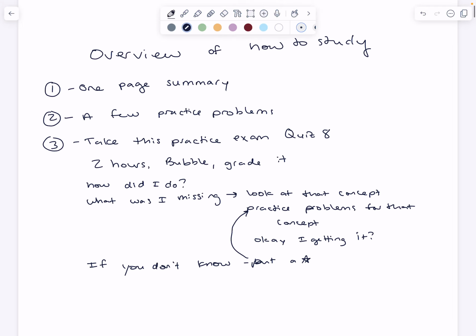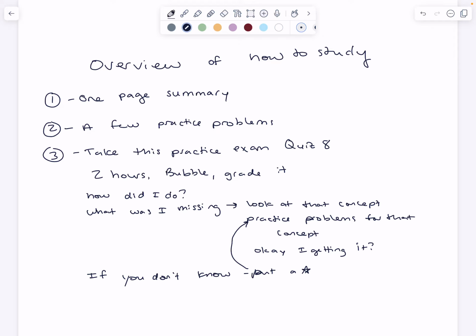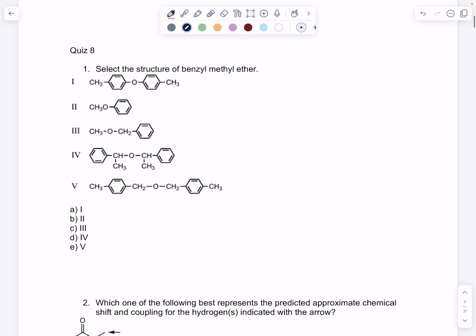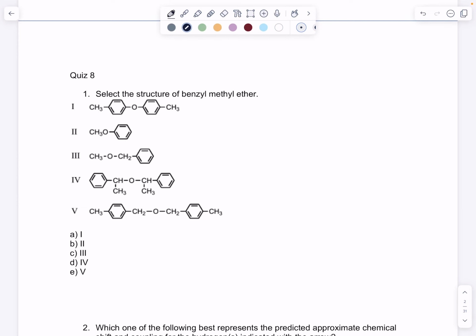So this is how I recommend that you study for your organic chemistry final exam. The more practice problems you do in each area, the better. There's lots of resources for organic chemistry practice problems, but this is how I think that it's wise to study. And then, of course, this quiz that I'm about to do, this quiz 8, it's a practice exam. So I'm going to go through each one and see how I approach these questions, and that can help you as well.